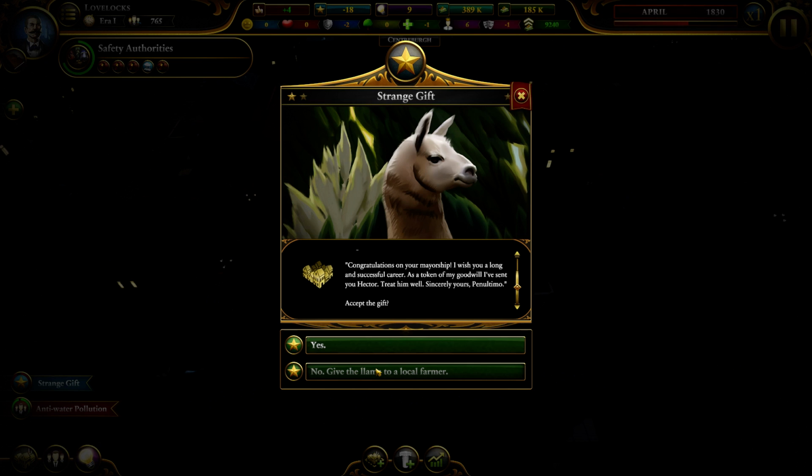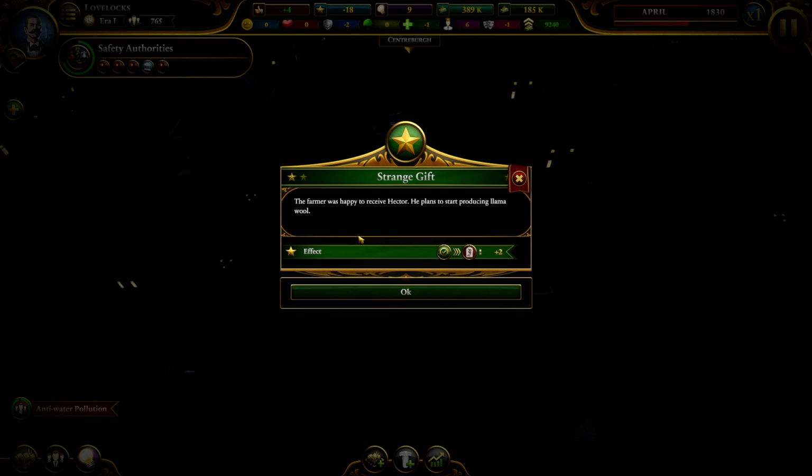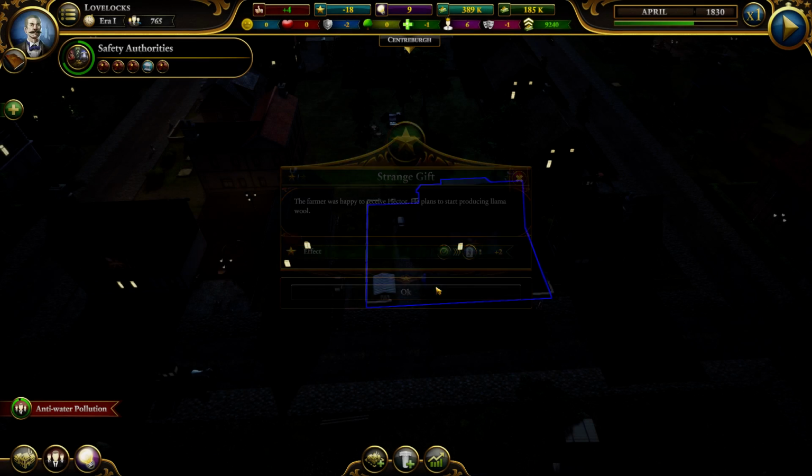Accept the gift. I'm gonna be a man of the people. I'm gonna give the llama to the farmer. The farmer was happy to receive Hector. He plans to start producing llama wool. Quality bonus to textiles +2. That's pretty good.